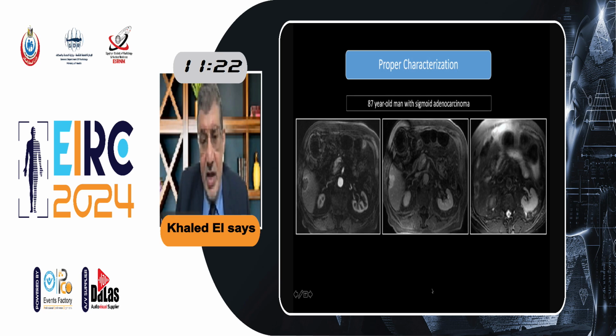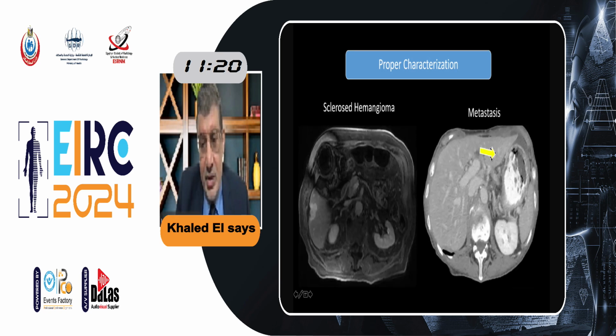But what's the difference? And what's the difference between this, which was misinterpreted as hemangioma, and this, which was misinterpreted as metastasis? This is sclerosed hemangioma, and that's why you see the capsular retraction. Sclerosed hemangioma is hemangioma that has sclerosed and become fibrotic. That's why it tends to cause volume loss with capsular retraction, as we can see here, right?